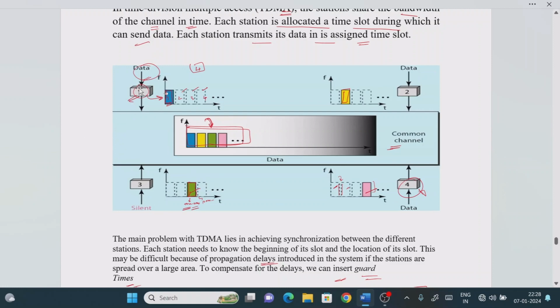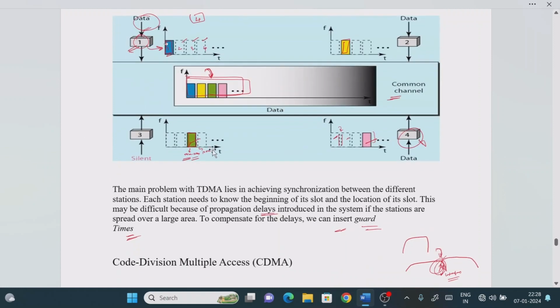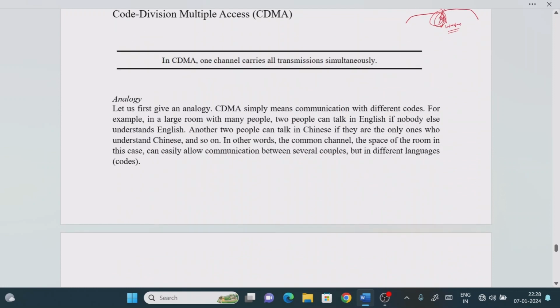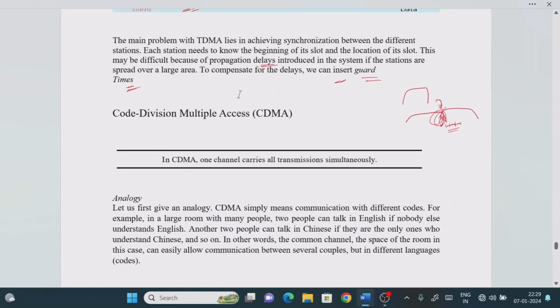So that's why for each station we are going to assign something called a different code. By using that code we are not going to make the collision happen. If you don't understand, see this. CDMA simply means communication with different codes. For example, in a large room with many people, 2 people can talk in English if nobody else understands English. Another 2 people can talk in Chinese if they are the only ones who understand Chinese, and so on. In other words, in the common channel, the space of the room in this case, can easily allow communication between several couples, but in different languages. Simple, right? So anybody who wants to communicate with another can communicate.